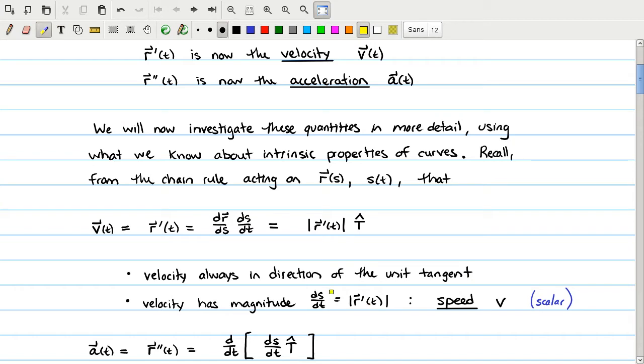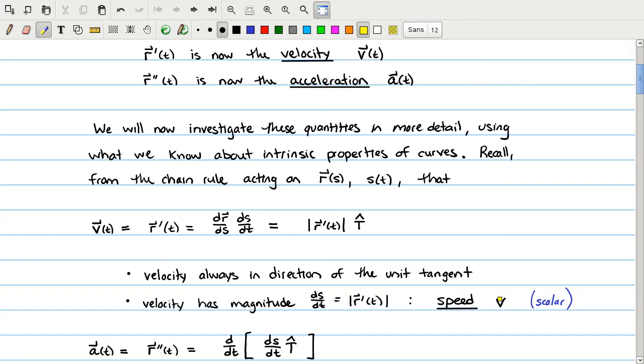So this object, ds dt, the magnitude of r prime of t, we can always think of when we're talking about trajectories as the speed. And because there's not really a good letter, we're going to reuse the letter v without a vector sign to represent this scalar object of the speed. It no longer has a direction. Velocity vector has a direction. The speed v is just a scalar. And again, that's unfortunate, but s is already taken, v is already taken, and so on. So we're going to reuse v, but without the vector sign.